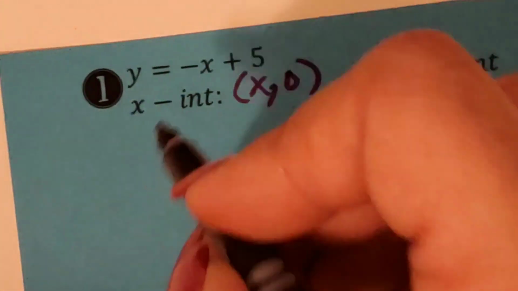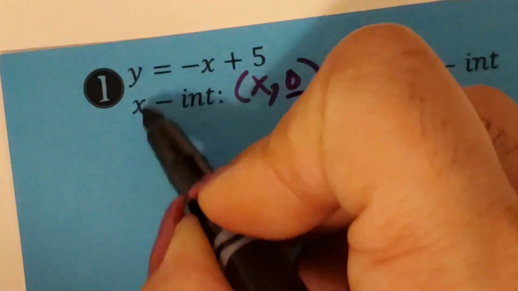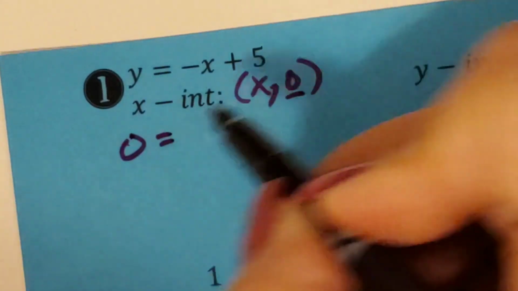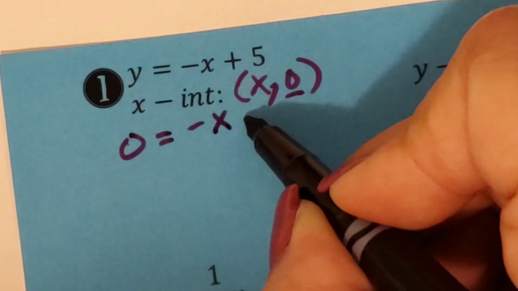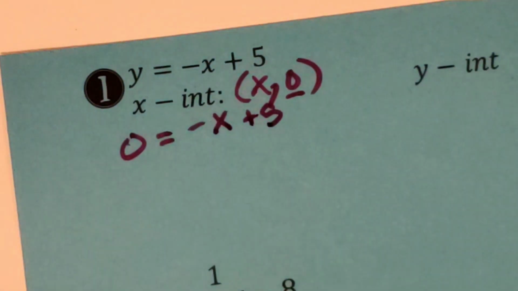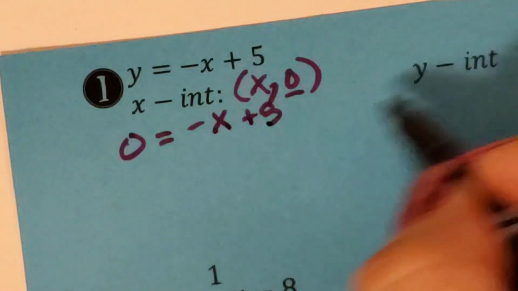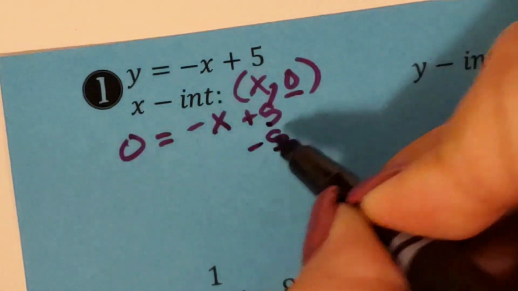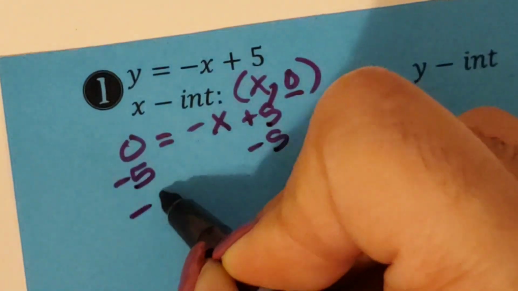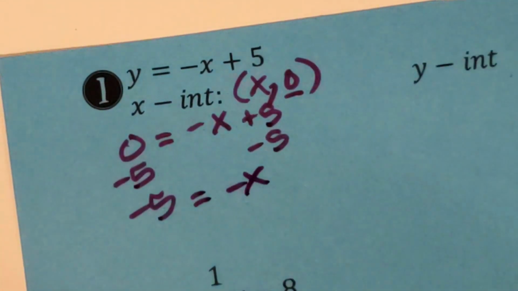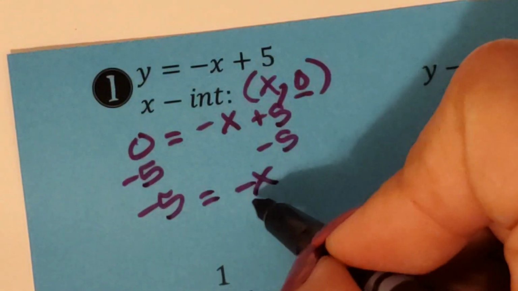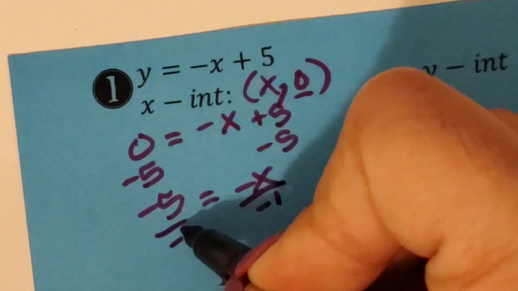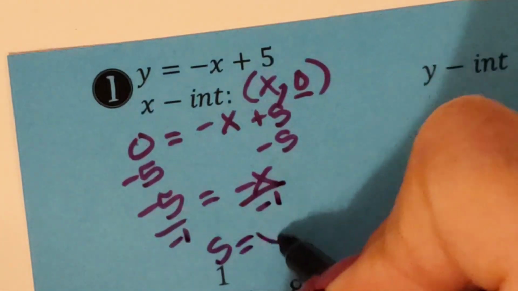So we are going to replace our y value here with the 0, equals negative, whatever our x is going to be, plus 5. Now we solve for x. Subtract 5 from both sides, and we get negative 5 is equal to negative x. Well, we're not looking for negative x, we're looking for positive x. So we're going to divide by negative 1, and you get 5 is equal to x.